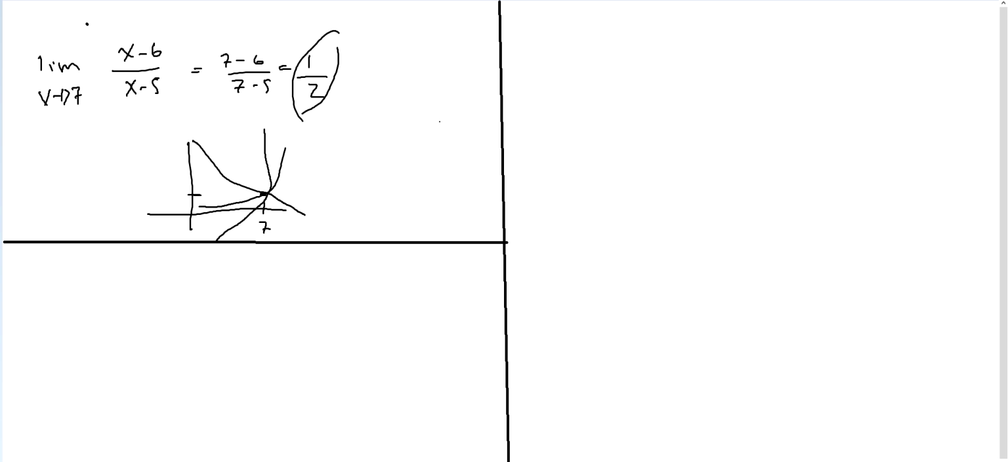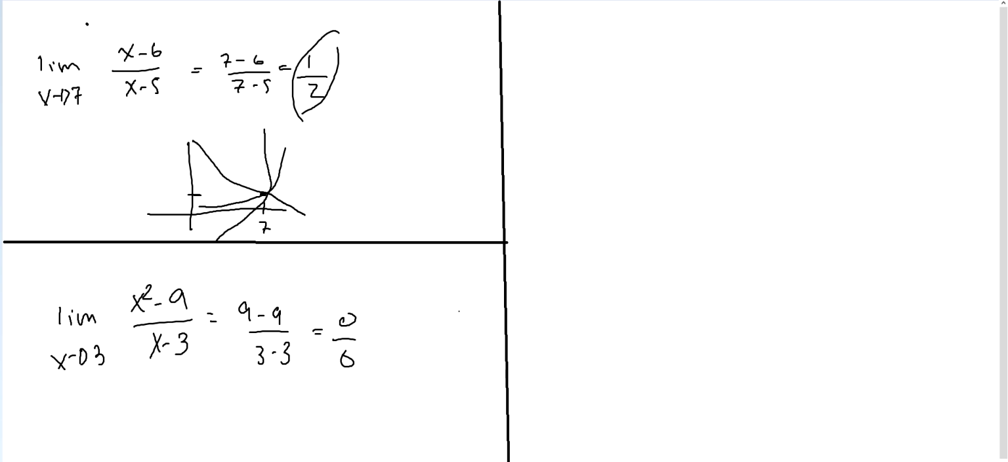Okay. So now we have our second method, and our second method is deemed algebraically isolate x. So let's say we were given the function x squared minus 9 over x minus 3. And we wanted to see how this function behaved as x approaches 3. So if we just tried to plug this value in, we would get 9 minus 9 over 3 minus 3, and that's 0 over 0, which is undefined. That doesn't really tell us how the function behaves at x equals 3.